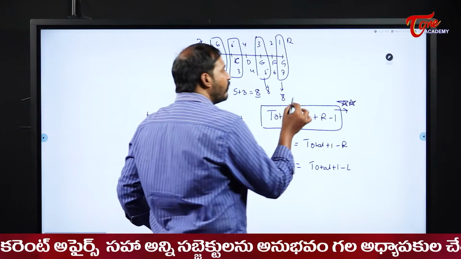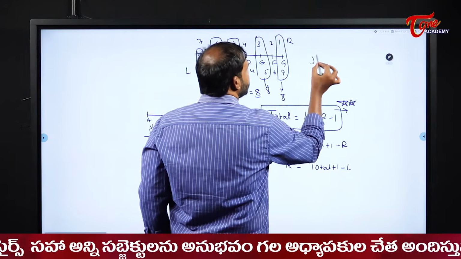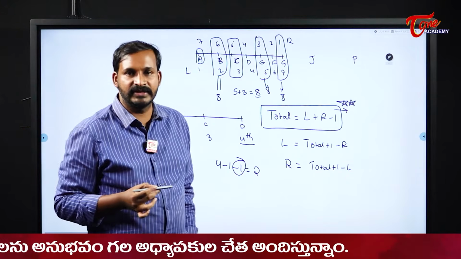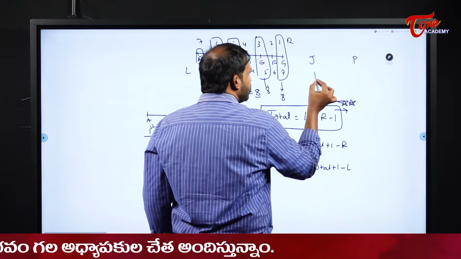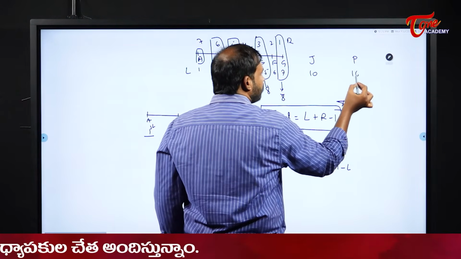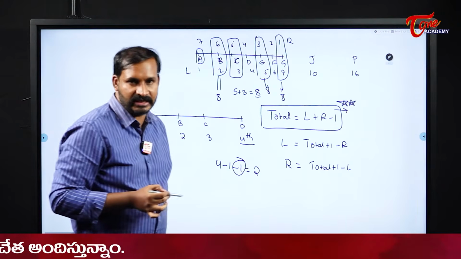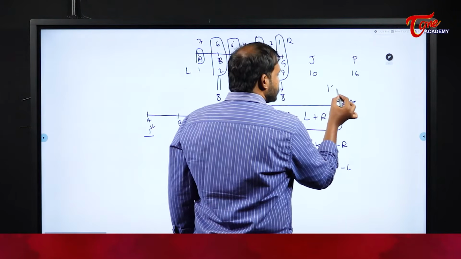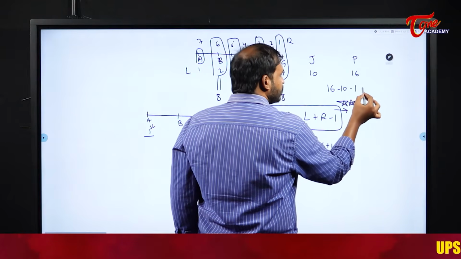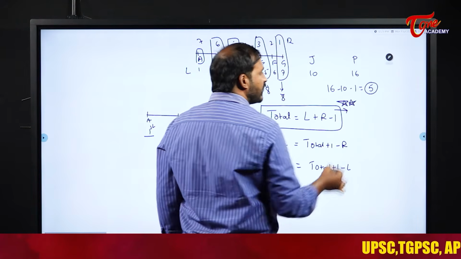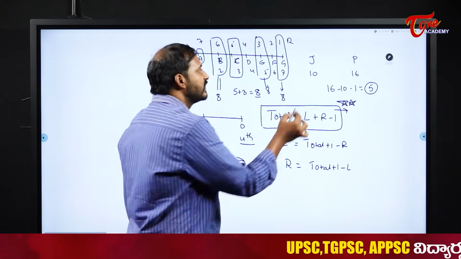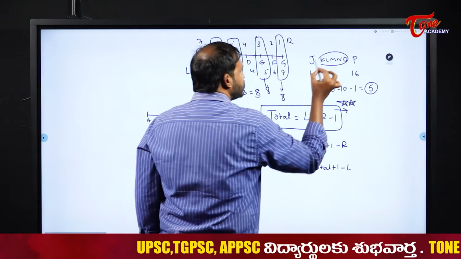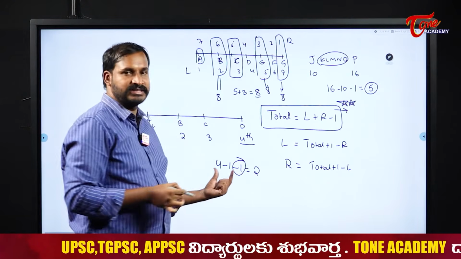Take for example, how many alphabets are there between J and P? J is the 10th alphabet and P is the 16th alphabet. So 16 minus 10 gives 6 alphabets. Is that correct? No. What you will do there is 16 minus 10 minus 1. So there will be only 5 alphabets between J and P. What are those? K, L, M, N, O. Five alphabets only.